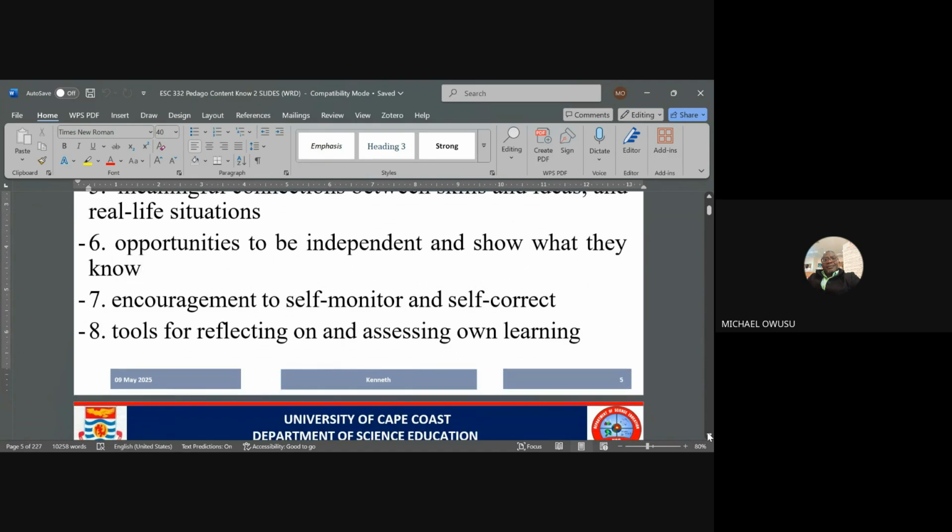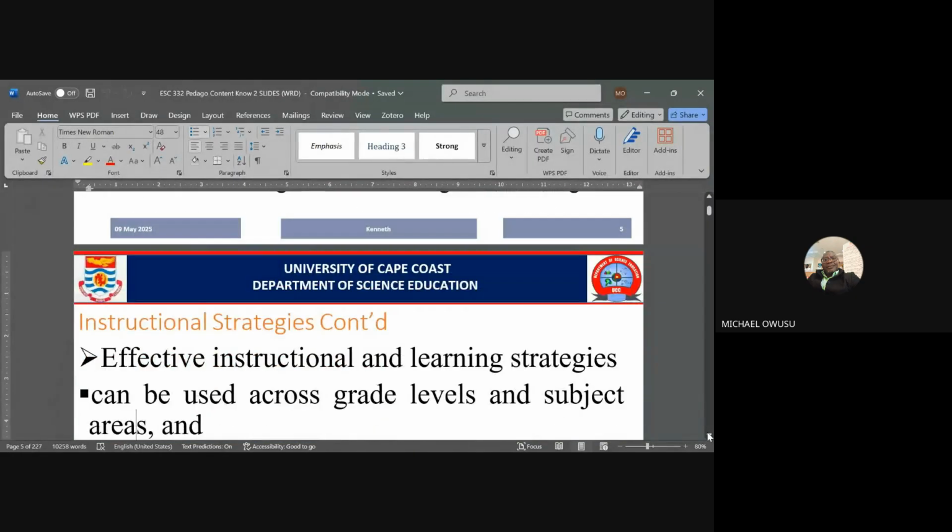I said, you don't always have to encourage them; somebody else has to encourage them. Sometimes they have to encourage themselves intrinsically. They should be able to correct themselves, to know that what I'm doing is good, what I'm doing is not good. It's not always that somebody has to tell them you are doing the right thing or you are not doing the right thing. Good.